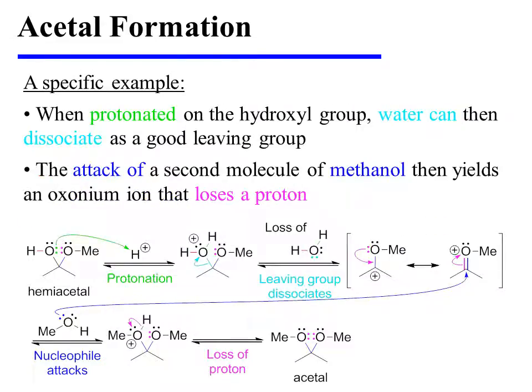When this hemiacetal is protonated on the hydroxyl group, water can dissociate as a good leaving group. This yields a resonance-stabilized cation that is attacked by a second equivalent of methanol. And a proton is subsequently lost from the oxonium ion that is formed to generate the final product of the reaction, the dimethyl acetal of acetone.